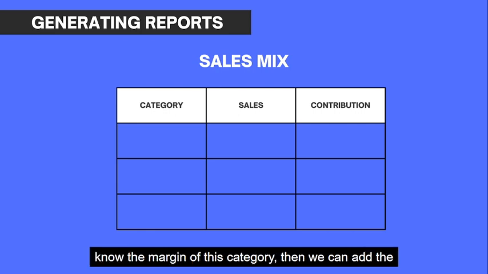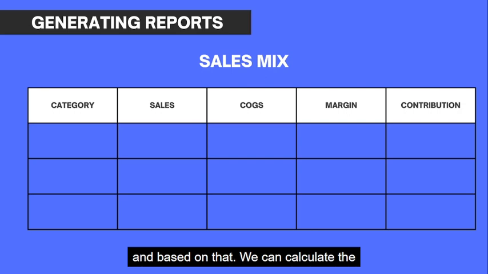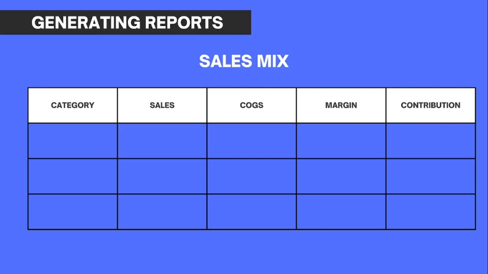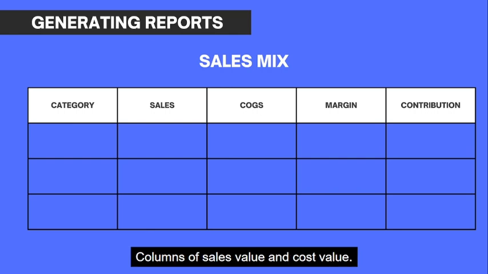Then we will have a column for the category and the sales value it has produced. If we want to know the margin of this category, then we can add a column for the cost value of the items from this category, and based on that we can calculate the margin. So now we will have a row for each category with columns of sales value and cost value. We can apply the formula to calculate the margin of each category.